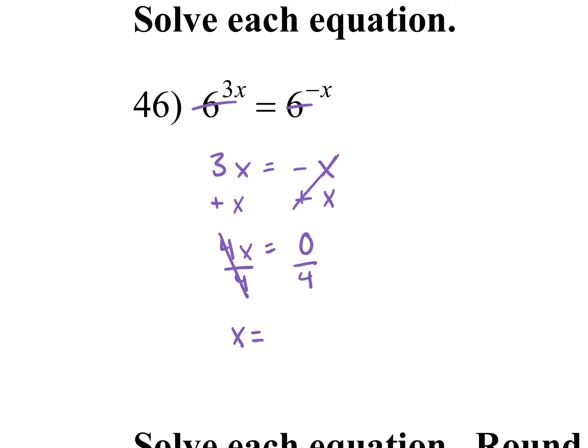Good thing you guys get your calculators, so you can just put it in the calculator to help you, but you should know 0 divided by 4 is 0. And that's our answer.